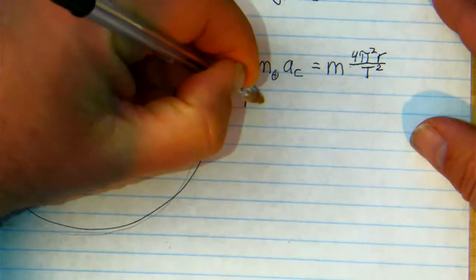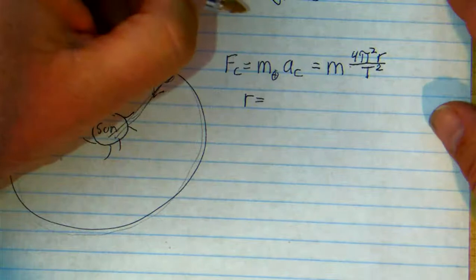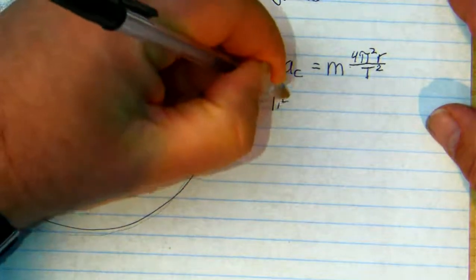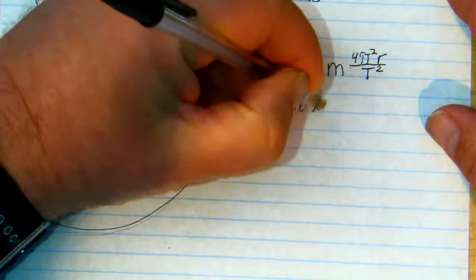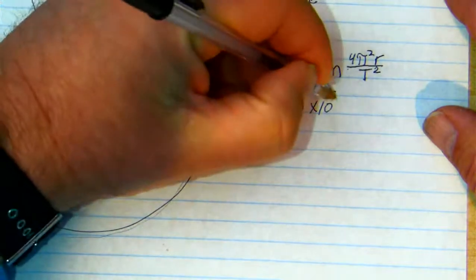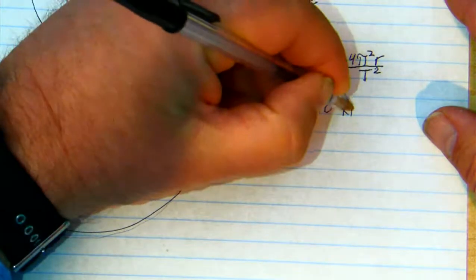The distance from the center of the Earth to the center of the sun on average is 1.496 times 10 to the 8th power kilometers.